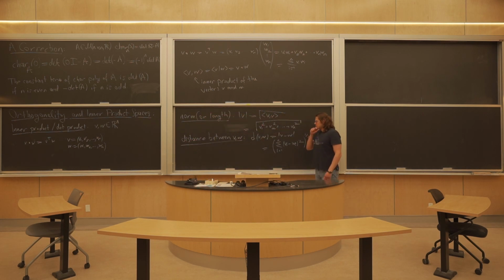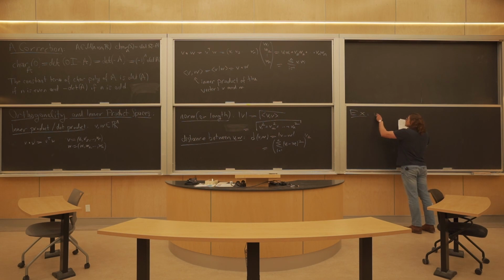Okay. So here's a couple of examples of computations. For instance, let's look at these vectors in 3 dimensions. So let's look at this. 2, minus 5, minus 1 is the first vector. And then the second vector, 3, 2, minus 3.